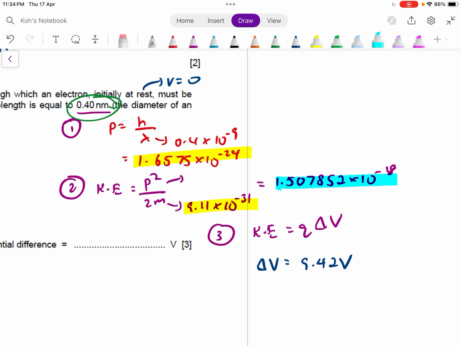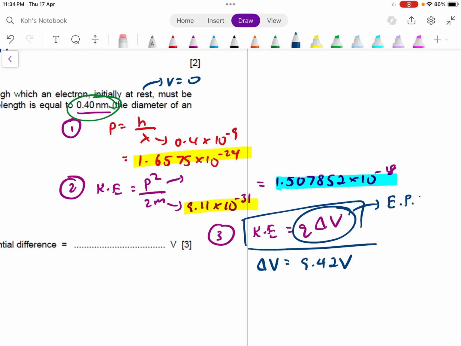Okay, then after that, what potential difference should I actually give in order for it to accelerate to a KE of about 1.51 times 10 to the negative 18? So you just go back to another relationship. The kinetic energy is equal to QΔV. So what is QΔV? QΔV itself is what we call the electric potential energy. So the so-called loss in electric potential energy will become the gain in your kinetic energy. Okay, so QΔV equals 1.51 times 10 to the negative 18.